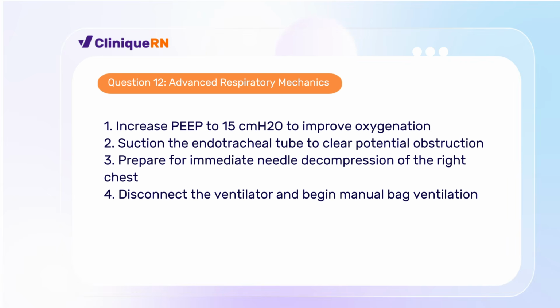1. Increase positive end expiratory pressure to 15 centimeters of water to improve oxygenation. 2. Suction the endotracheal tube to clear potential obstruction. 3. Prepare for immediate needle decompression of the right chest. 4. Disconnect the ventilator and begin manual bag ventilation.